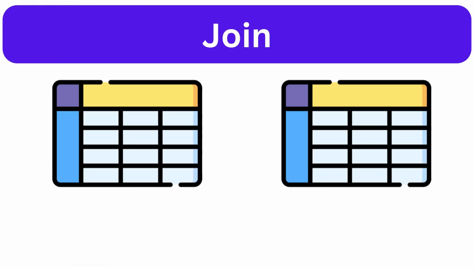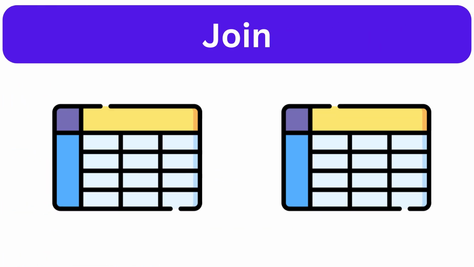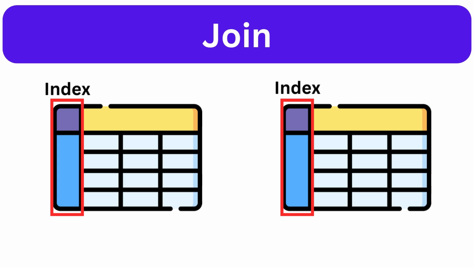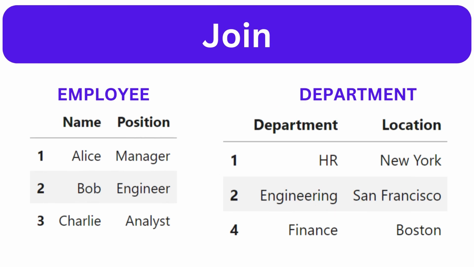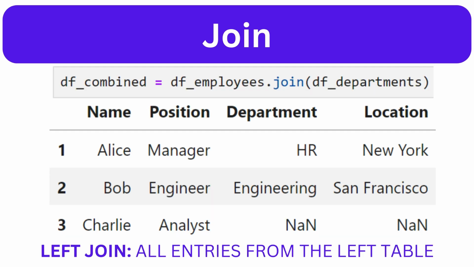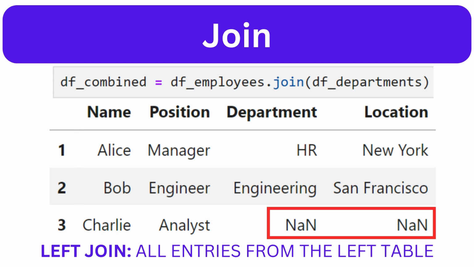Let's discuss how the join function works in Pandas. The join function is used to combine two data frames based on their index, making it really useful when you have two datasets that share a common index. By default, join performs a left join. It takes all the rows from the left data frame and matches them with the rows in the right data frame based on the index. As you can see in this example, we have joined two data frames based on the index number. In case of a missing index, the row will be filled with missing values.